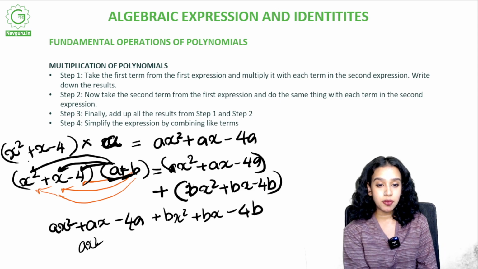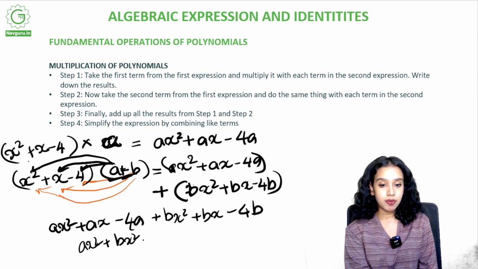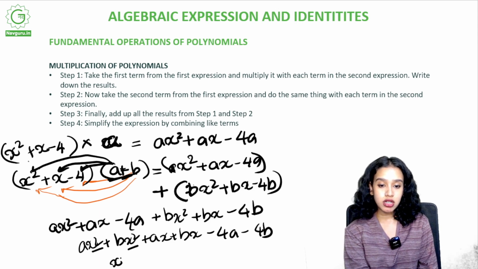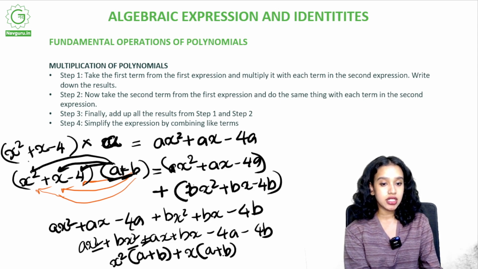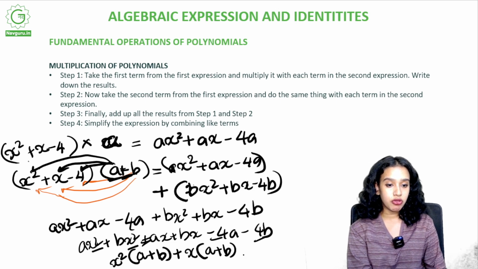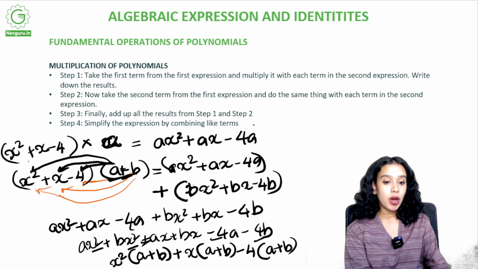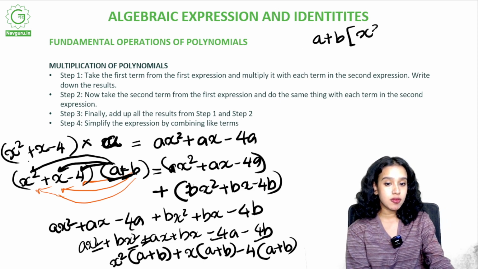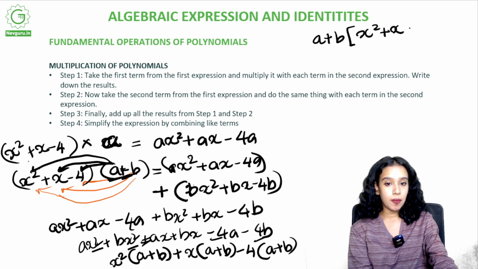We have ax square plus bx square, and we have plus ax plus bx, and I have minus 4a minus 4b, right? Here I could take x square as common. I'm left with a plus b, and I'll put the plus sign. Here I could take x as common, and again I'll get an a plus b here, right? Now I'm taking minus 4 as common from here, and again I'll get plus a plus b, right? Now I could take a plus b as common from all three of these, and I'll get a plus b into x square plus x minus 4.